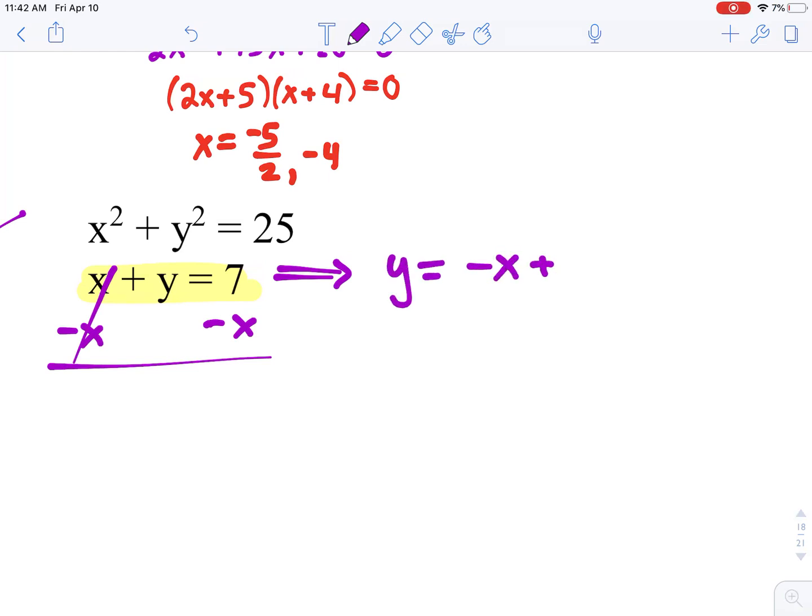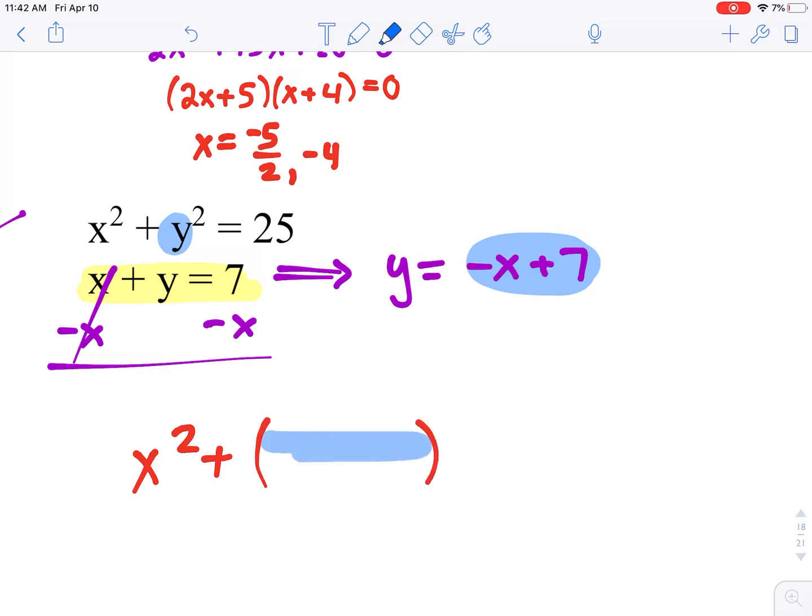So y equals -x plus 7. In our other equation, we're going to take this and replace our y with it. So our top equation is x squared, but we're going to replace the y. And remember, we're going to replace the y here with -x plus 7 quantity squared equals 25.